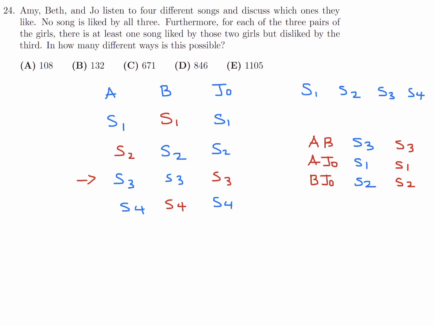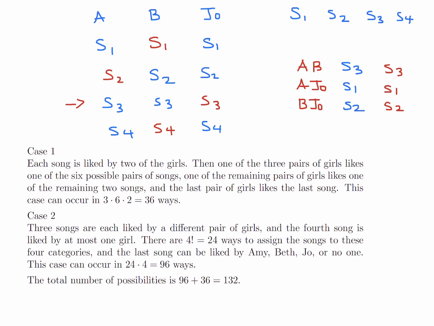So the point I'm trying to make with this example, that's one possible way of doing it. They're saying how many different ways are possible? All right, well, that's going to be a little bit more complicated than just one scenario. So here is the explanation. Each song is liked by 2 of the girls, correct? Then one of the 3 pairs of girls likes one of the 6 possible pairs of songs. So for example, A and Joe like S1 and S4. One of the remaining pairs likes one of the remaining 2 songs. So that, let's say B and Joe, they like S2.